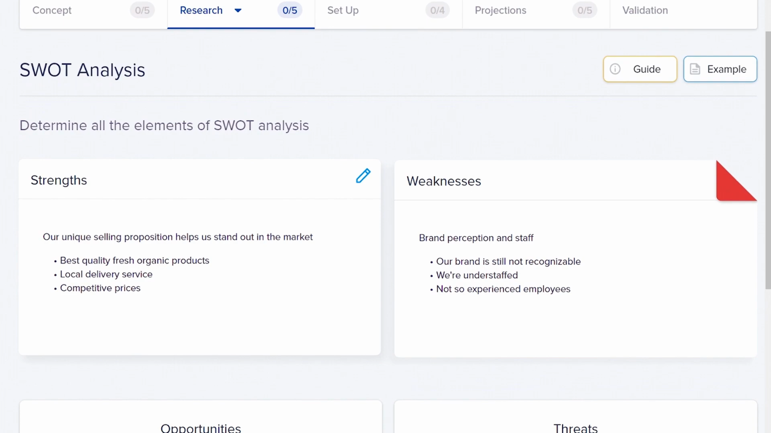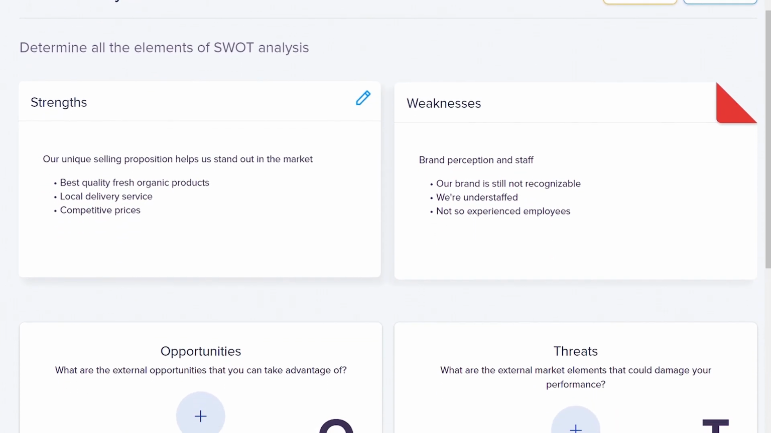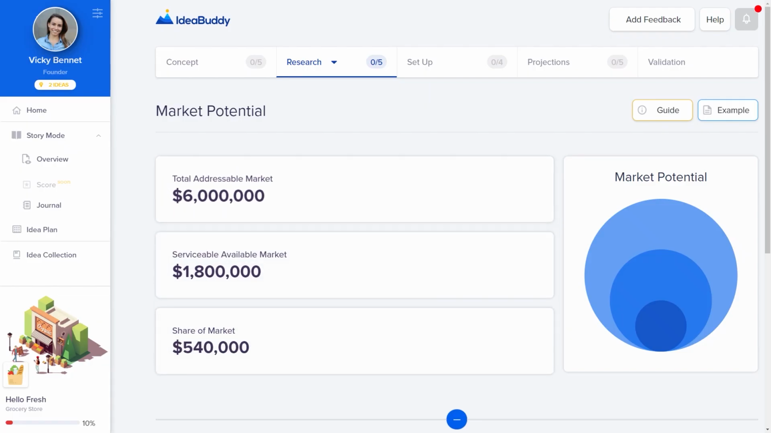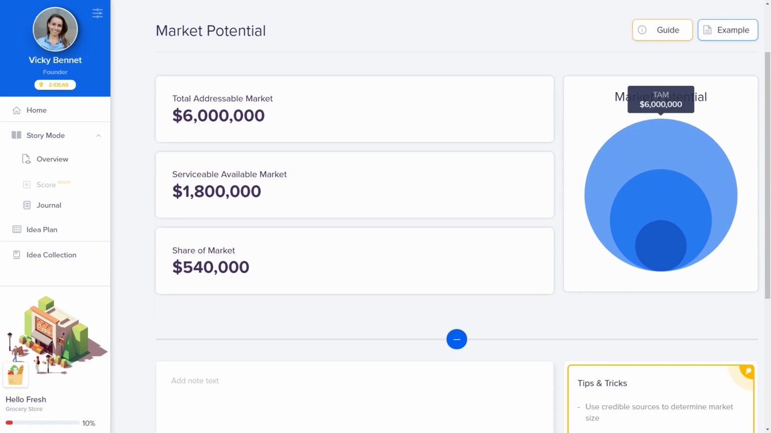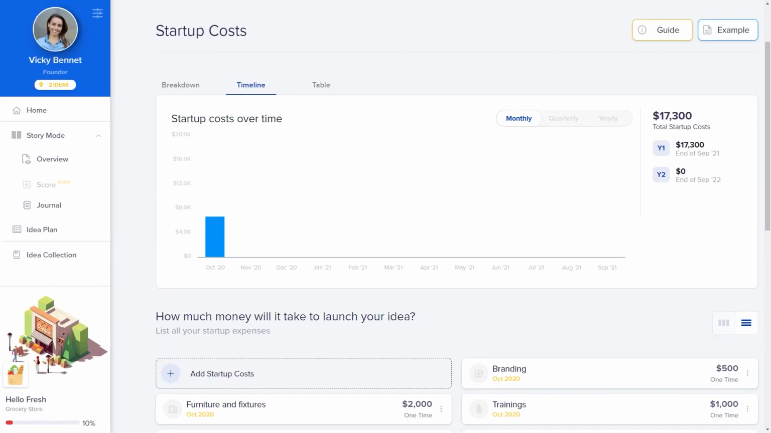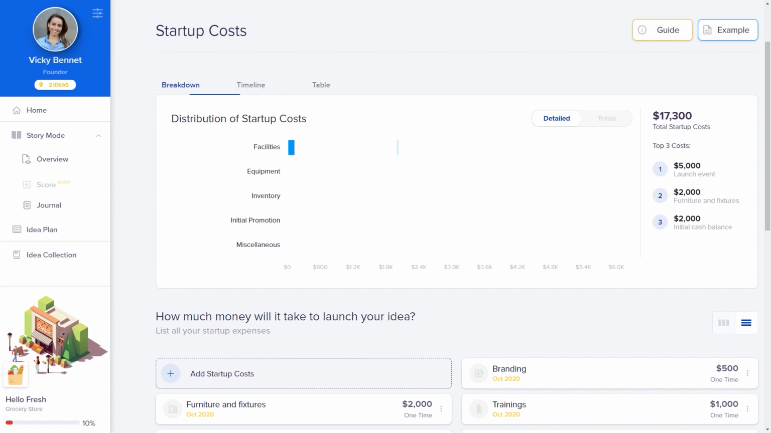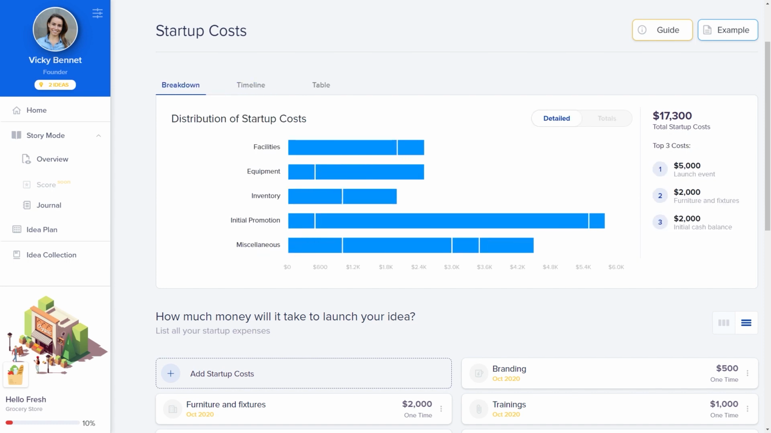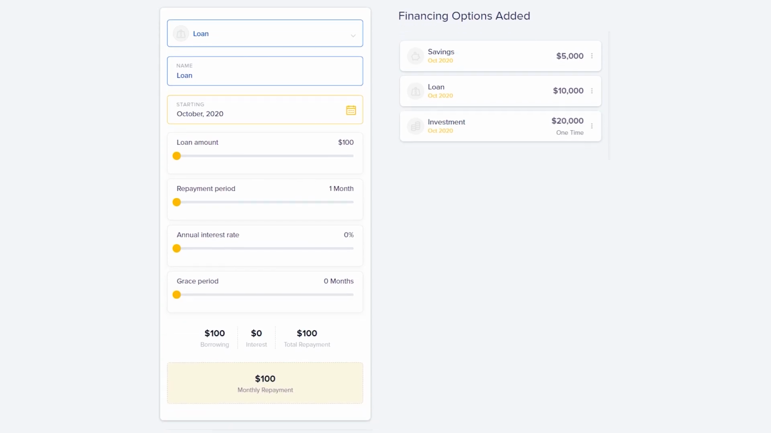After that, you will assess your business idea by running a SWOT analysis, and finalize the research by calculating your market potential. Setup chapter will help you find out what is required to lift your idea from the ground. You can calculate the total investment you need to make, then explore loans, investments, and all the sources of funding.